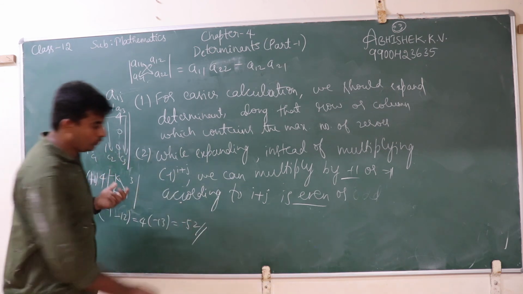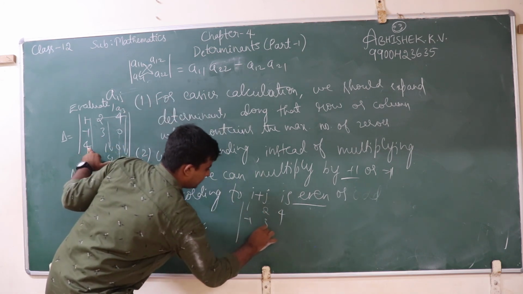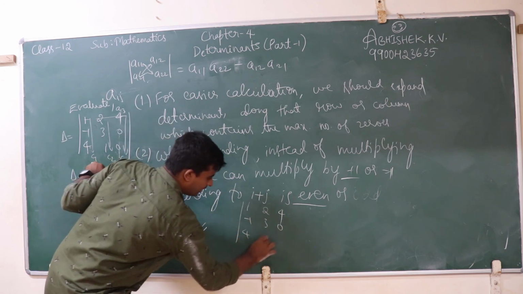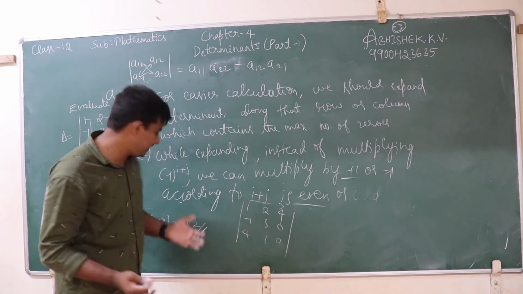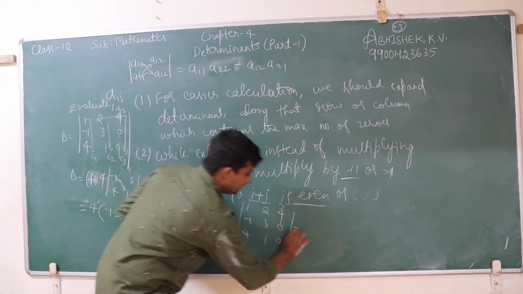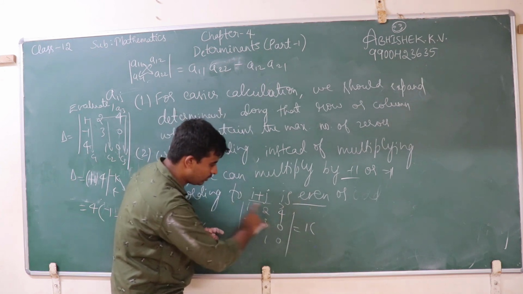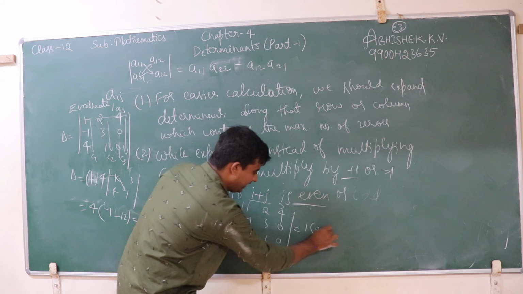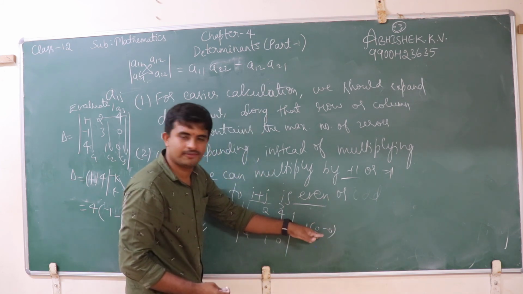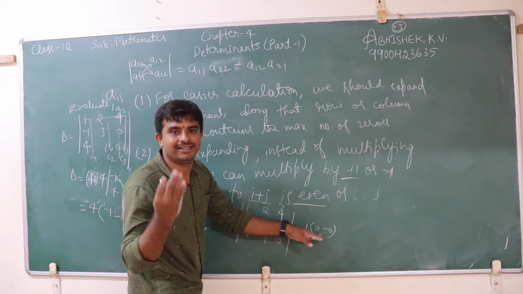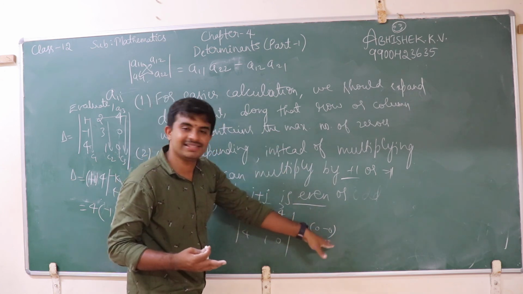Or if you expand along R1 for 1, 2, 4, minus 1, 3, 0, 4, 1, 0, again you will get the same answer, but this is the easiest calculation. This is equal to 1 into plus 1 because of A11. Deleting this row and this column, 3 into 0, 0, minus 1 into 0, 0. See, this is the best way, after learning how to determine the value of the determinant.